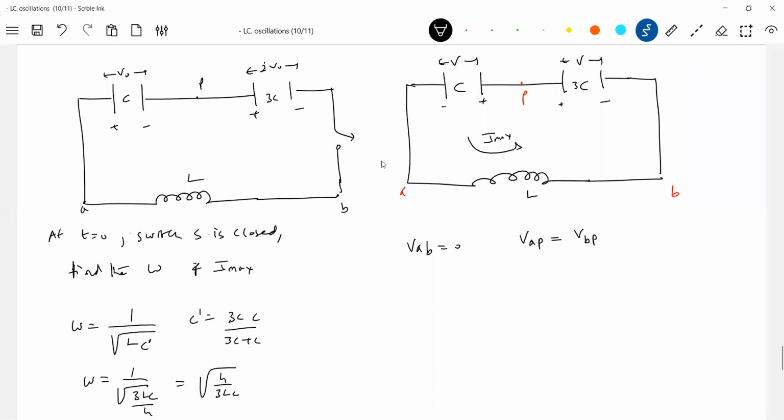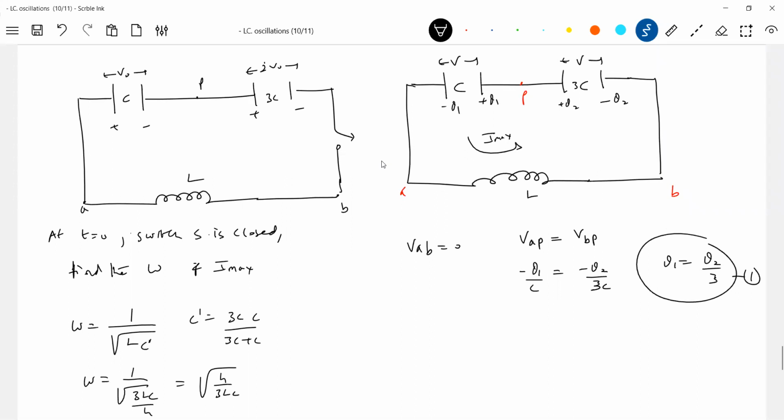Both will have same charge or different charge? I think charges should be different, no? Because capacitances are different. So here you put charge Q1, minus Q1, Q2, minus Q2. So what should VAP be equal to? I know negative, or okay, some of you are asking negative. So minus Q1 by C minus Q2 by 3C. So from here, Q1 equal to Q2 by 3.